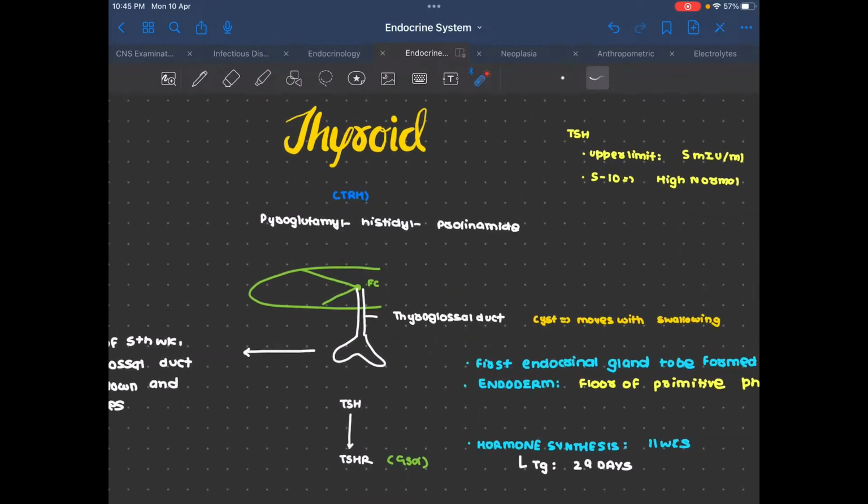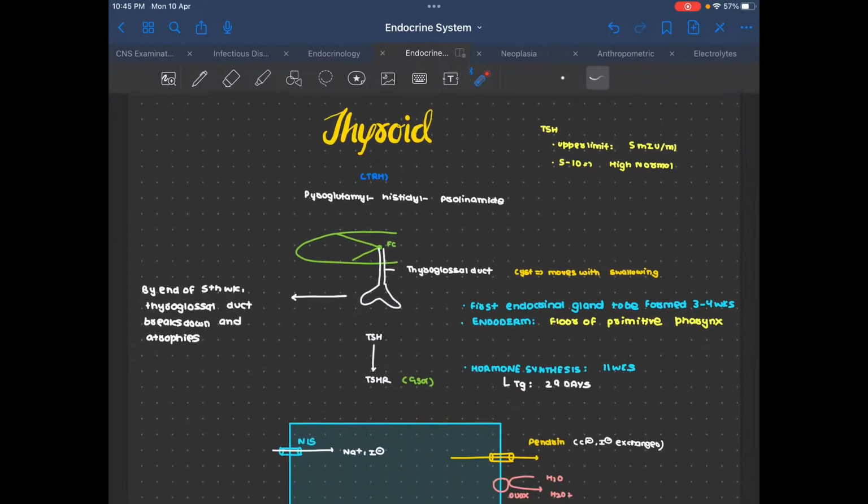So what is its name? It's pyroglutamyl histidyl prolinamide. 3 amino acids का hormone कौन सा है? TRH, thyrotropin releasing hormone. So this TRH obviously works on the TSH, and then TSH works on the different follicular cells which we're going to study.